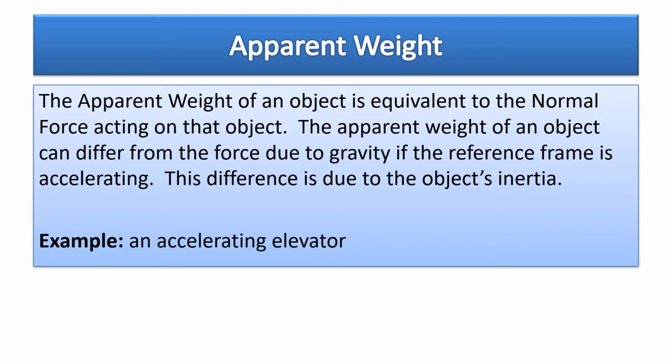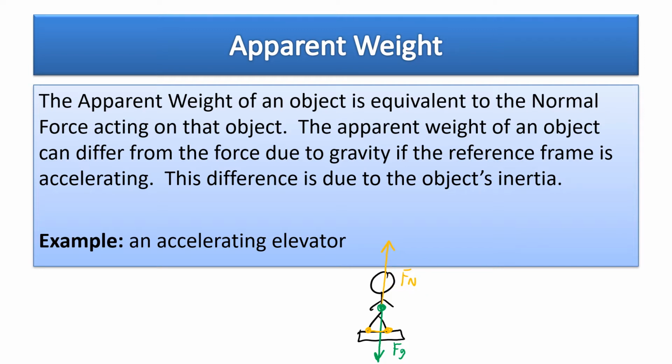So this is the definition of apparent weight. The apparent weight of an object is equivalent to the normal force acting on that object. So just think about this. If you have a person standing on a scale, and they're at rest and nothing else is happening, then you do have a downward force due to gravity, and you also have an upward normal force between the feet and the scale. So the scale is actually telling you what the normal force is.